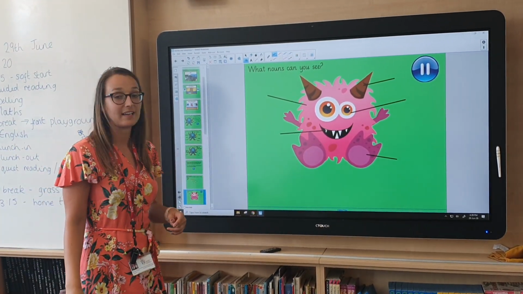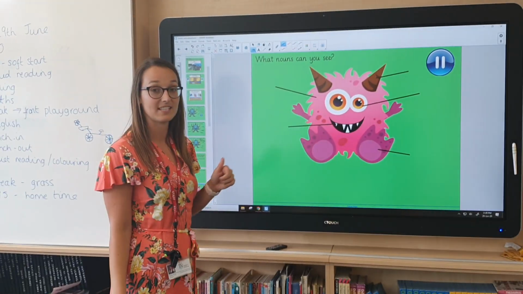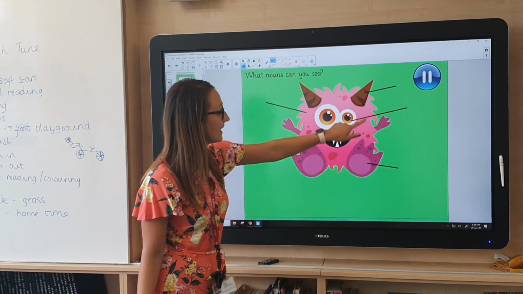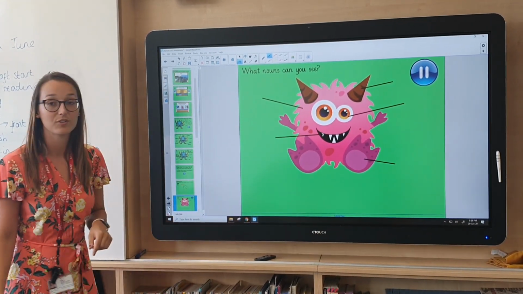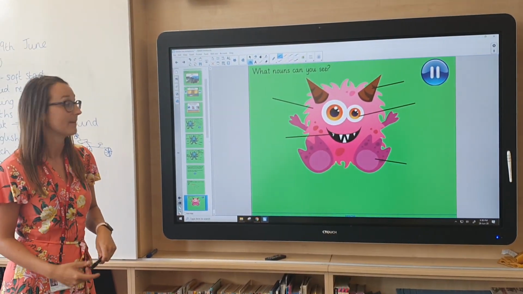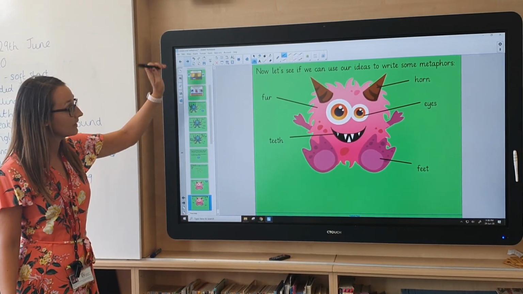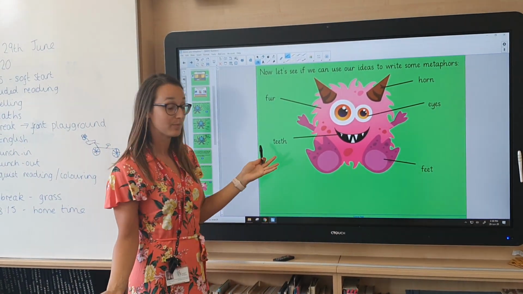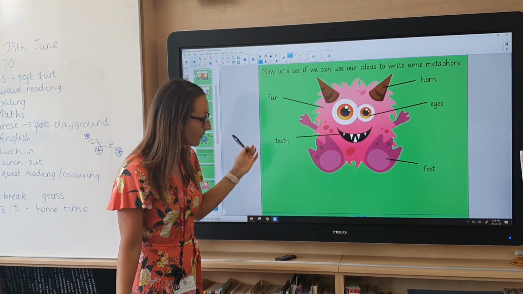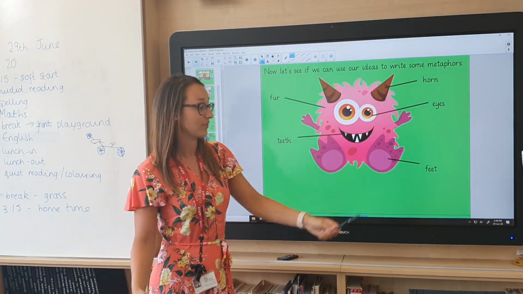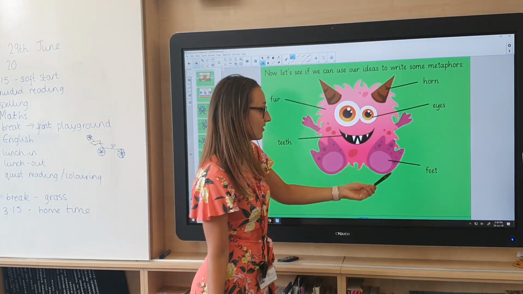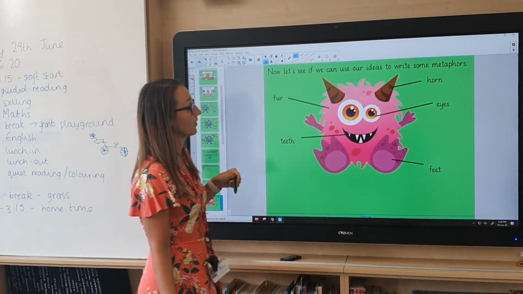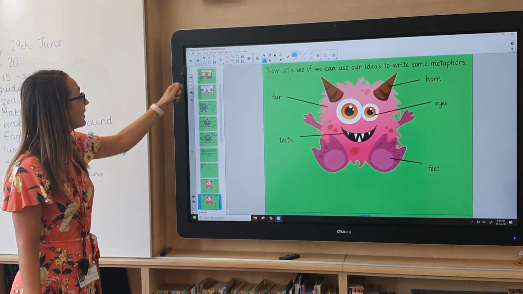Okay, so we've got a different friendly monster. Same as you did yesterday or earlier, I would like you to think about the nouns. Okay, I've done a few clues here with the arrows of what you can see to describe. So pause me there. Okay, I came up with his fur, or you could say his body, teeth or mouth, feet, you could be specific, you could say they kind of look like paws, but you could say toes, toenails, eyes or eyeballs, and horn.